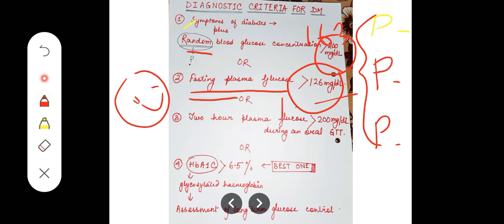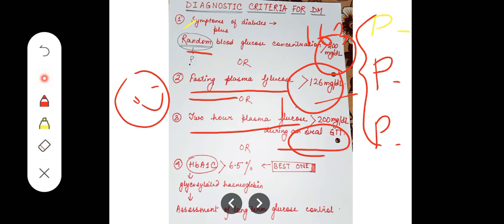So then what should you do? Then you should go for oral glucose tolerance test. Okay, that is 2 hours plasma glucose. That is after the food intake, the test that you do after 2 hours, that is the OGTT or oral glucose tolerance test. That has to be more than 200 mg per dl.